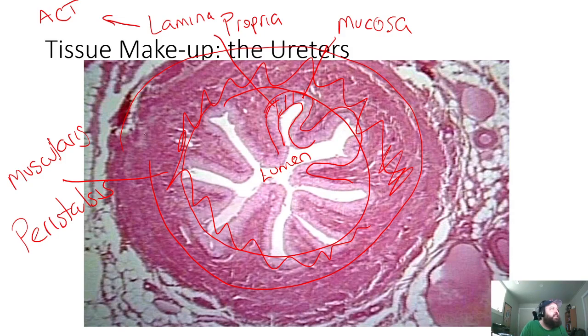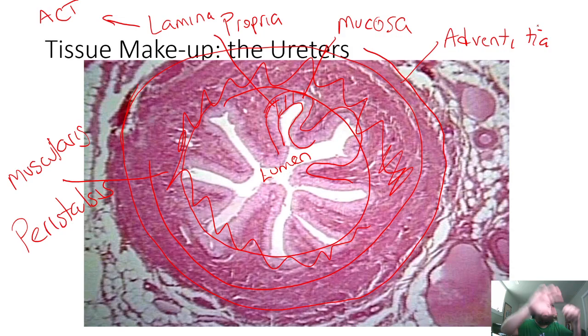And then finally, surrounding the muscularis, we have this outer layer right here that I'm outlining, and this is referred to as an adventitia, which I spelled very badly on the slide. Sorry about that. So the adventitia consists of areolar connective tissue. It combines with surrounding connective tissue, and its function, like all of the adventitias, is to anchor the organ, in this case the ureter, in place with the surrounding tissues in the posterior body wall.